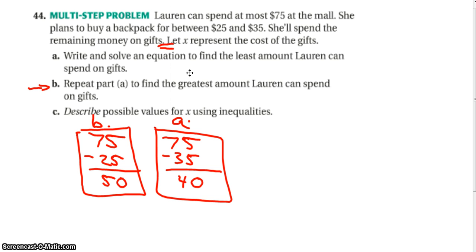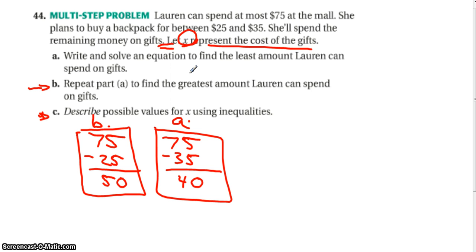Okay, so could she buy a different priced backpack? Yes. Abby, what other price might she pay? Something between 25 and 35. So that could change things, right? It would change the amount of money she has left for gifts a little bit, okay? But part C says, describe the possible values for X using inequalities. And remember, X is right here, it meant the cost of the gifts, right? So the gifts can cost anywhere between what and what? $40 and $50.